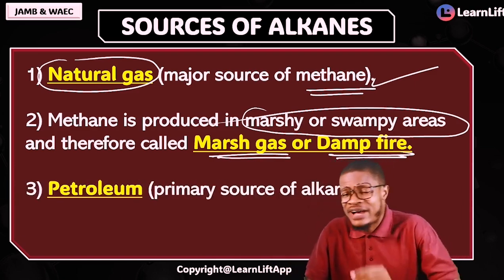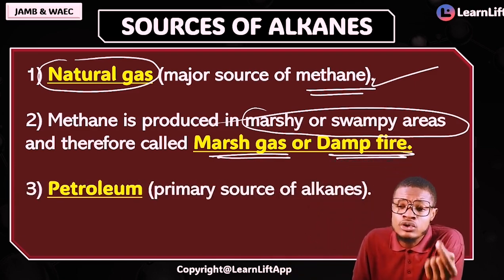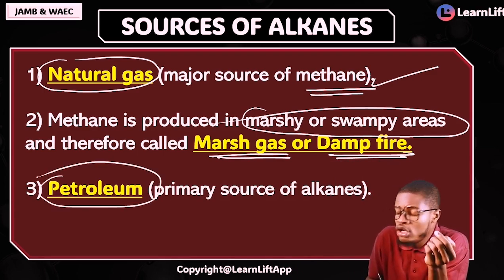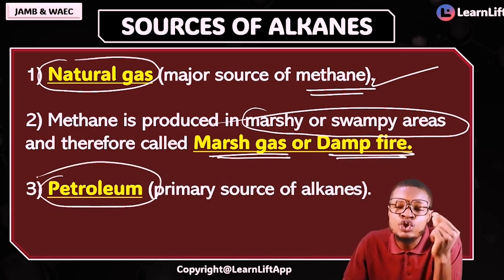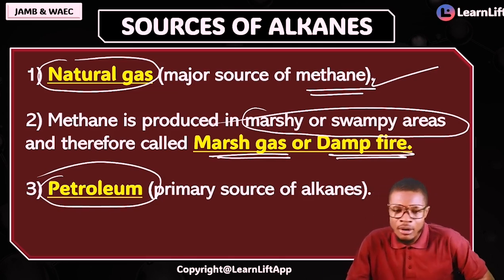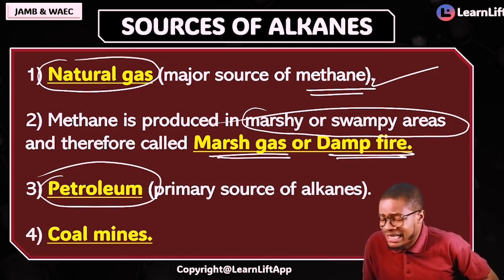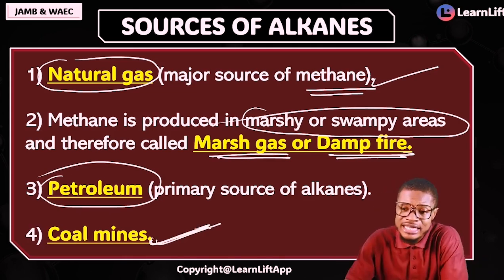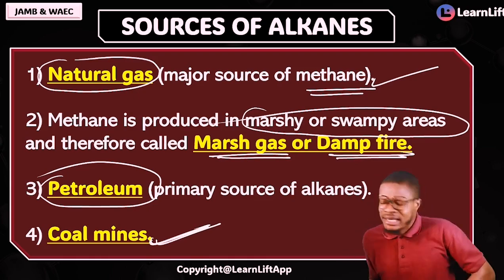And then number three, very fast. Don't forget that you can also get your alkanes from your petroleum. So petroleum as well is another good source of your what? Your alkanes. Are you getting it now? And then number four, the last but not the least, is your coal mines. What do you get in your coal mines? Alkanes.